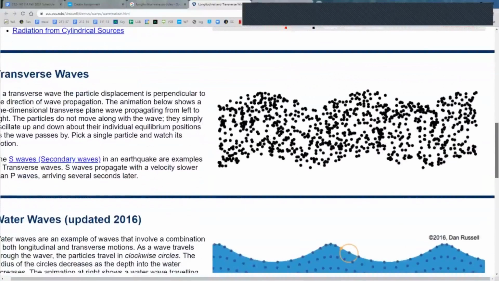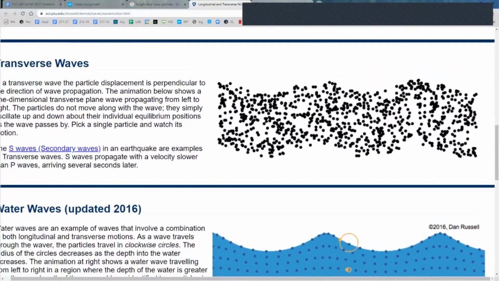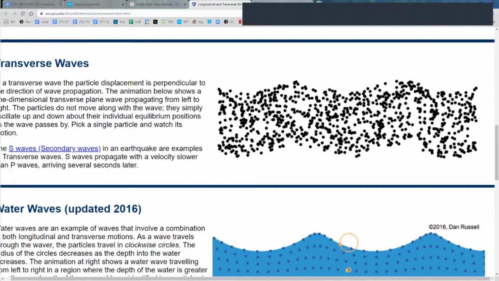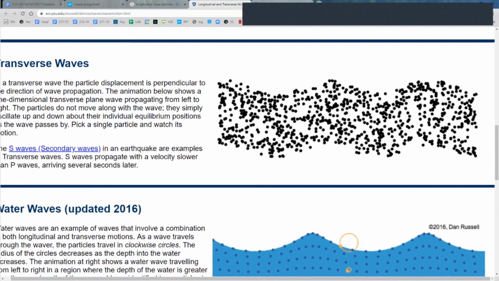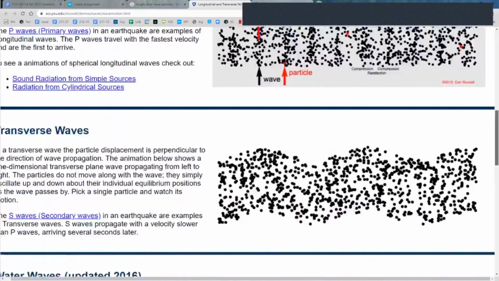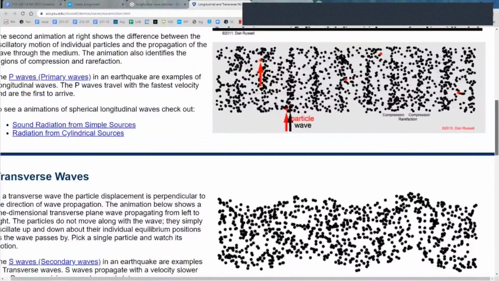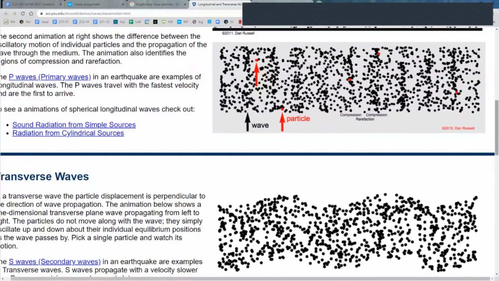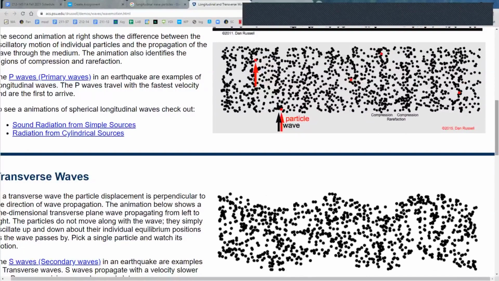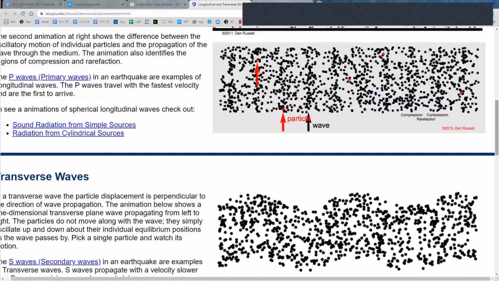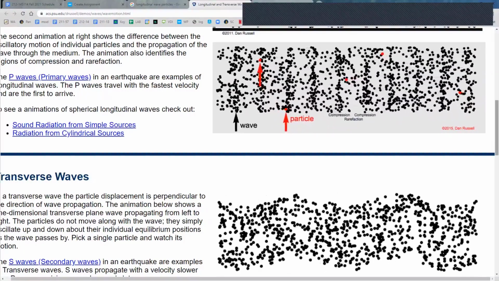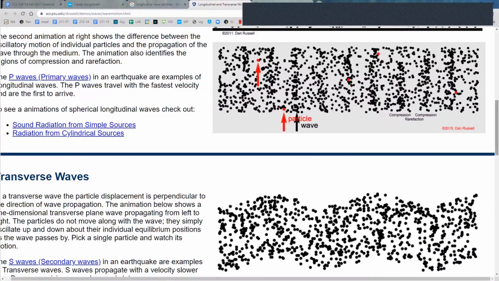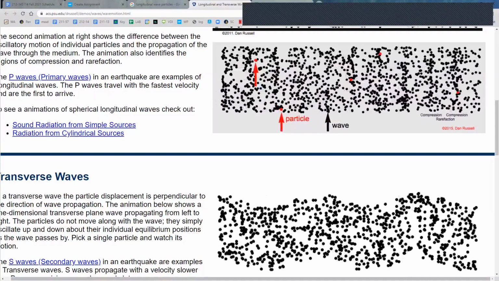Whereas in a transverse wave, if I could isolate a single red dot, it's bouncing up and down perpendicular to the direction of the wave velocity. So at this level, that's the only difference. These waves are identical in every way in terms of amplitude, frequency, period, wavelength, wave velocity. It's just the particles are moving differently with respect to the direction of propagation.